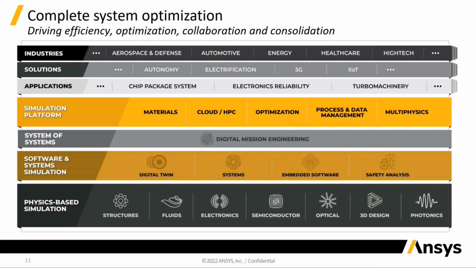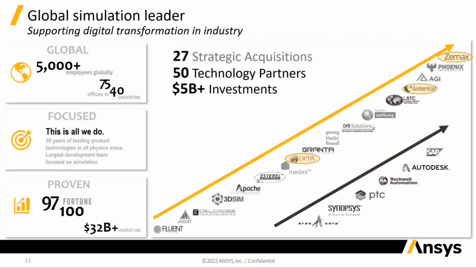So first we will introduce the Ansys. So here is the multiphysics for the complex system design optimization. So in Ansys, we cover the simulation physics about the structure, fluid, electronic, semiconductor, optical, and the 3D design and photonic. Okay. So here is the global simulation strategy.